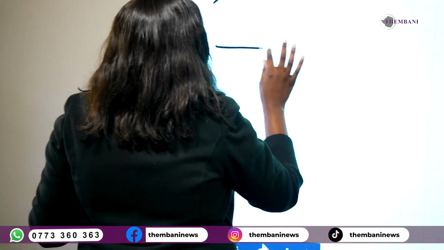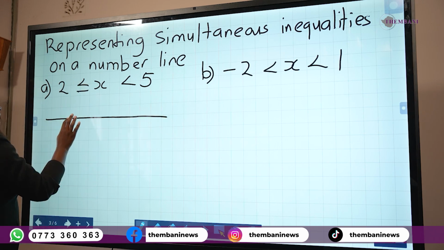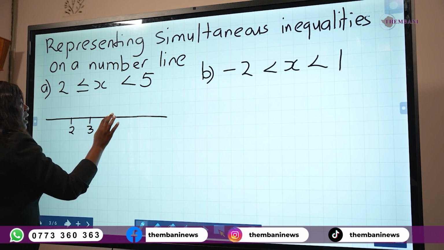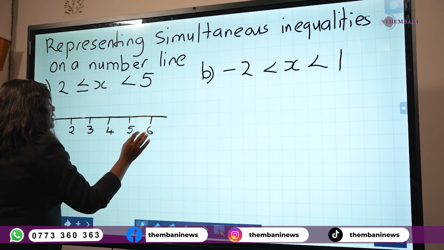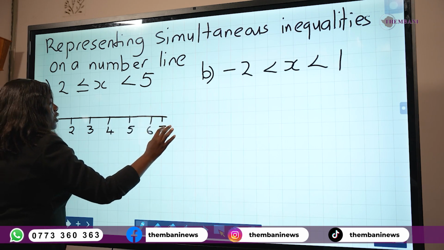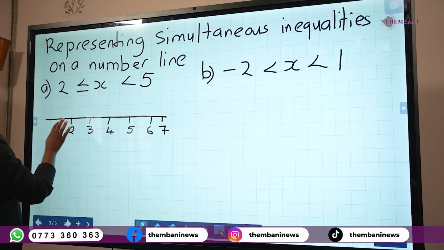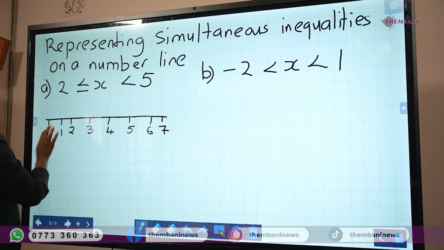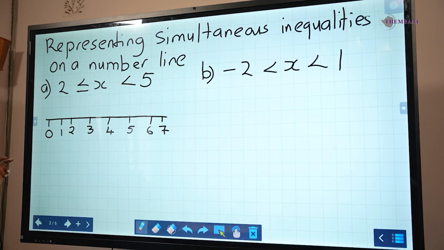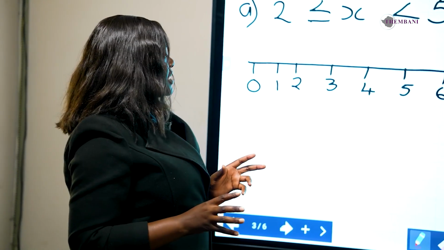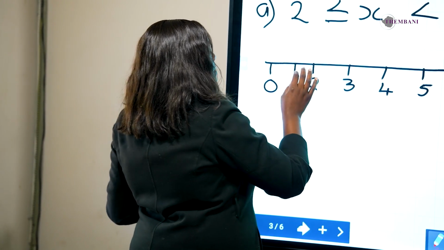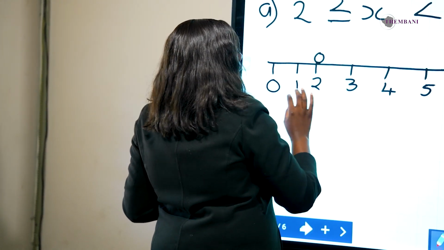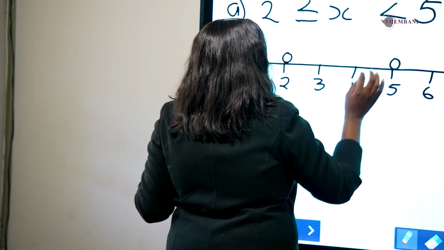So I'm going to put the number line and I need my 2. So it means I have a 3 here, I have a 4 here, I have a 5. From a 5, I have a 6. I can also put a 7, and then here I have a 2. It means I also have a 1 and a 0. I now have the numbers that I want. My focus numbers are 2 and 5. So I'm going to put a small circle on 2 and also a small circle on 5.